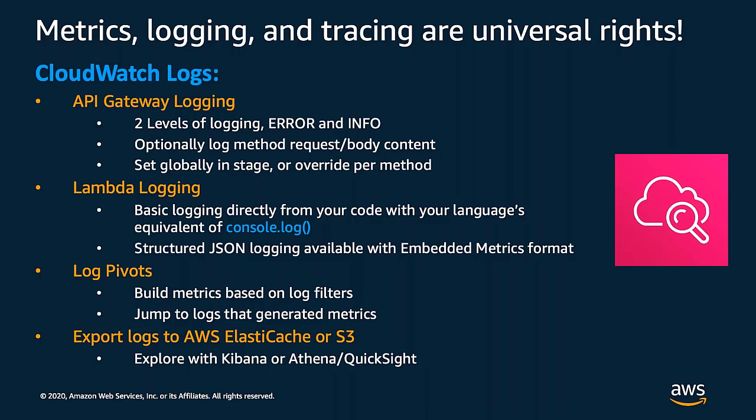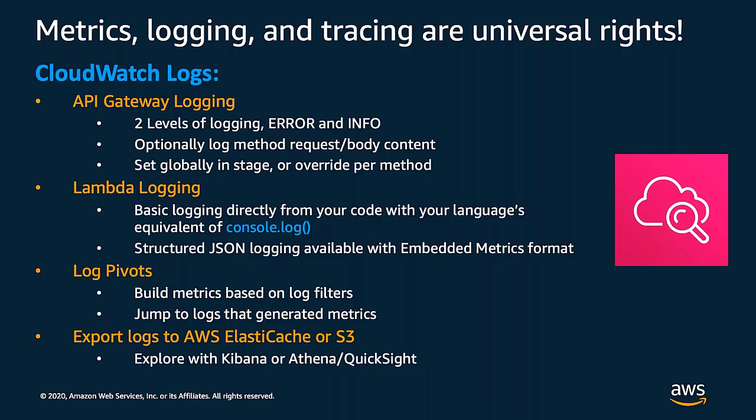You can set these logging options globally in the stage, or you can override them so that only certain methods in your API have this logging enabled. Lambda logging provides basic logging directly from your code with your language's equivalent of console.log or fmt.Println in Go, print in Python. You can also do structured JSON logging with the embedded metrics format to give yourself more easily machine-readable logs.